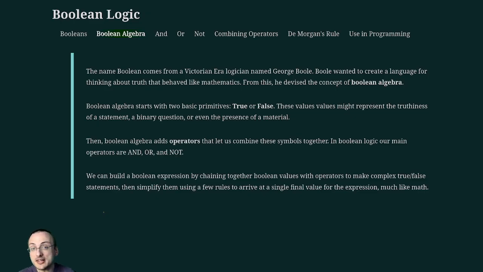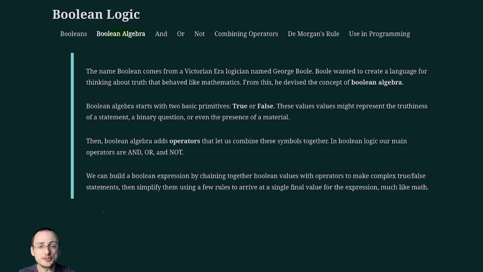But it might also be the answer to a yes or no question. Might be, is there space left on my computer hard drive? Yes or no. True if there is, false if there's not. It could even be related to the presence or absence of energy or a material. It could be, is the spacebar currently held down? Is there energy, electricity firing through that little circuit? True for yes, false for no.